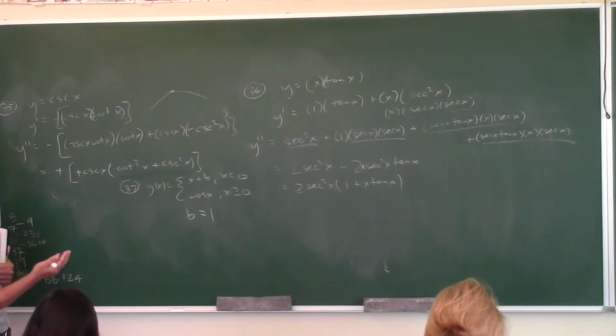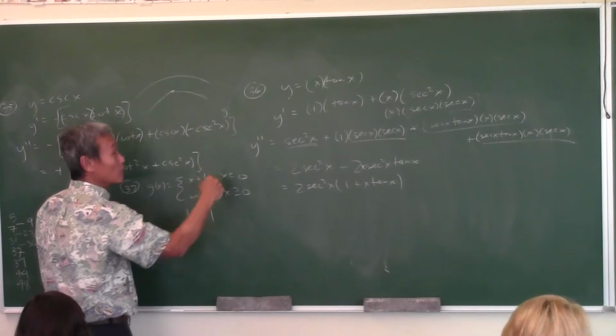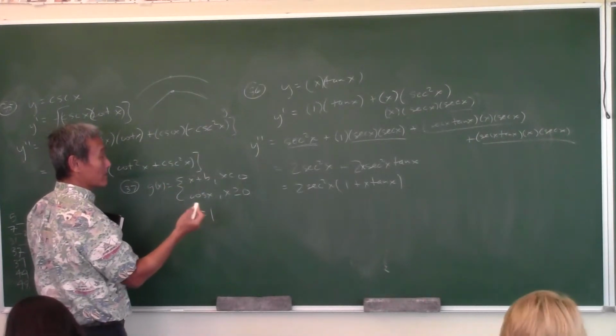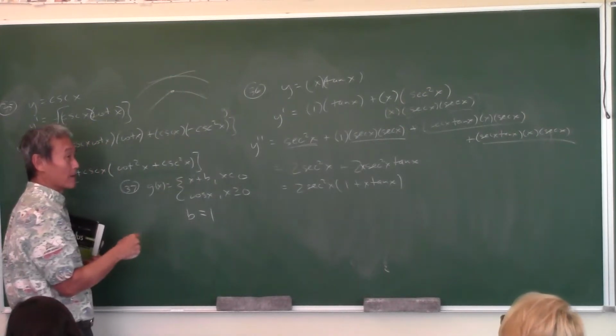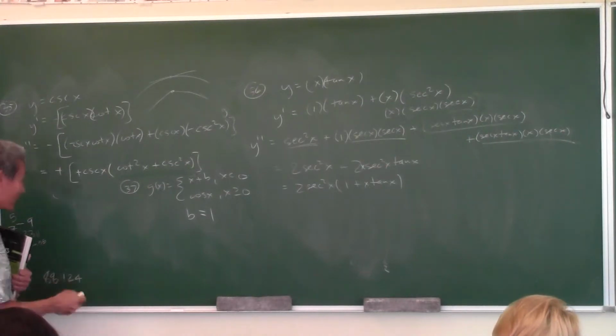Now, what about differentiable? Differentiable means not just continuous, but smooth. Now, in order for a graph to be smooth, what has to happen? The left-hand slope and the right-hand slope gotta be the same. So how do I compute slopes? The derivative.